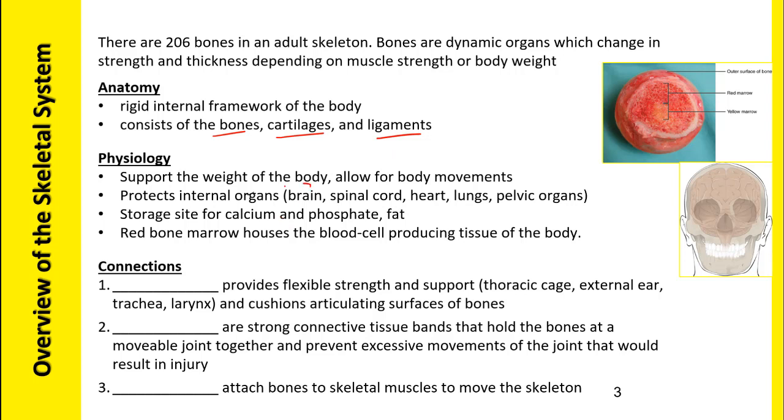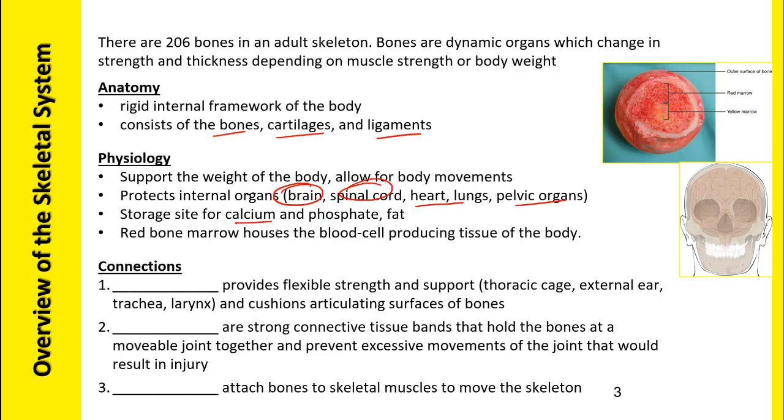So, for example, the brain is encased in the skull. The spinal cord is encased in your vertebrae. Your heart and lungs are encased in the thoracic cage, and your pelvic organs are protected by the pelvis.